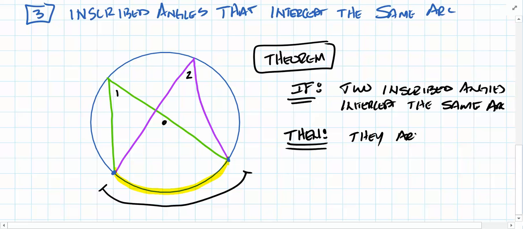So it's just like you would have guessed in the picture. Angle 1 is congruent to angle 2 only because they intercept the same arc. So no matter where I put it around there, right? What about this over here? Would that be the same thing, guys? If I call that 3, will that still be the same?